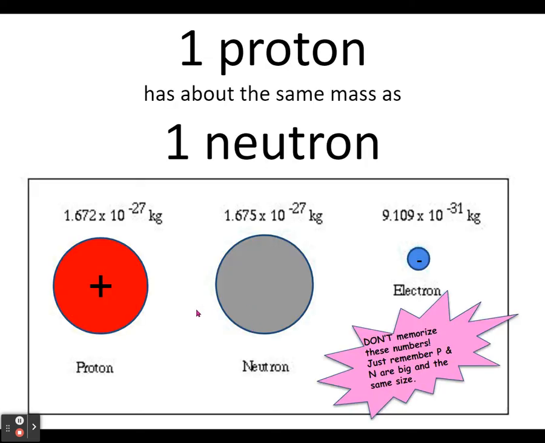Okay, one proton has about the same mass, so it's about as big as one neutron. There's a tiny little difference that maybe you'll learn about later on in big time chemistry, but just for now, assume that they are the same size, the same mass. And notice that electrons are teeny weeny compared to protons and neutrons. Do not memorize these numbers. Do not write these numbers down. Just remember that protons and neutrons are big and the same size, and electrons are teeny weeny compared to them. So they're about 1,000th as big as a proton or neutron.